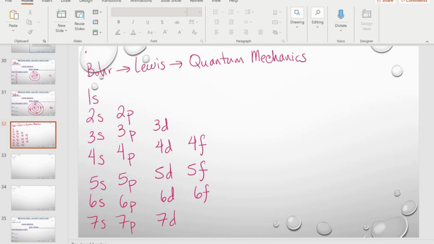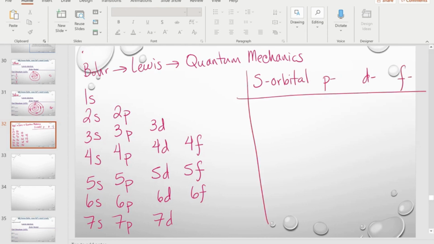The way this works is that instead of just having the first orbital, second orbital, third orbital, we have really specific shapes that electrons reside in. So we have an s orbital, a p, a d, and an f orbital. An s orbital can hold 2 electrons. A p orbital can hold 6 electrons. A d orbital can hold 10 electrons. And an f orbital can hold 14 electrons.